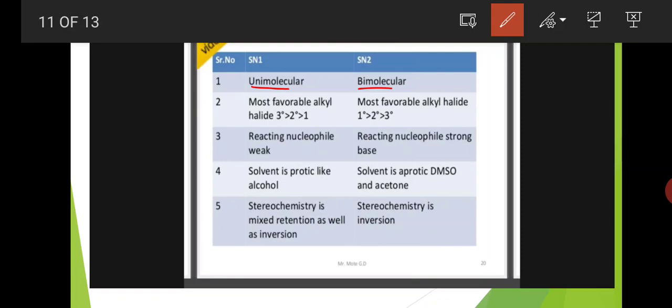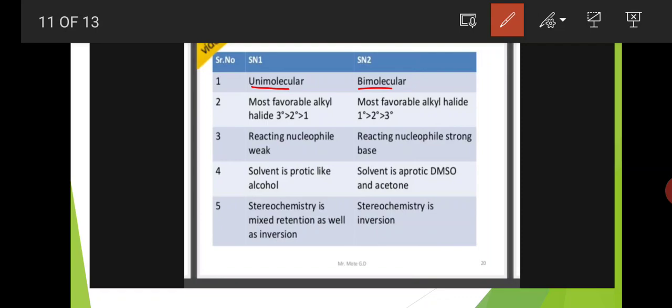Next difference: in SN1 the solvent is protic, like alcohol. In SN2 the solvent is aprotic, like DMSO and acetone. In SN1 polar solvents are useful, while in SN2 non-polar solvents are used.